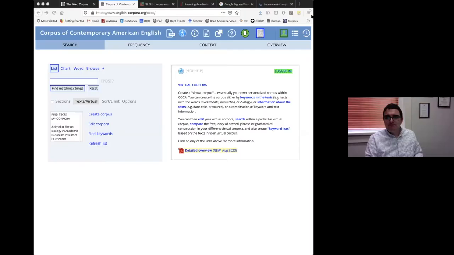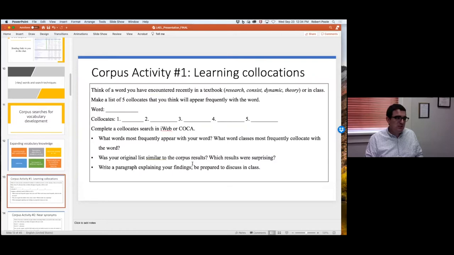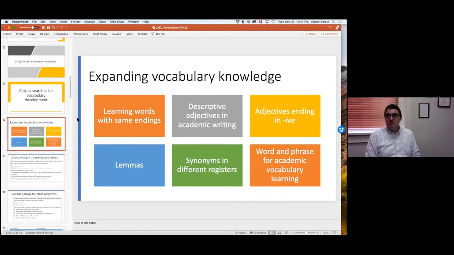Okay, so corpus searches for vocabulary development. Lots of possibilities here. The corpus is clearly quite powerful in its ability to provide content for vocabulary learners, right? We could do searches that focus on learning words with the same endings. So for example, in the business corpus that I created, or in a business writing corpus, let's find words that all end with I-Z-E. Realize, optimize, operationalize. Those are uniquely business, right?